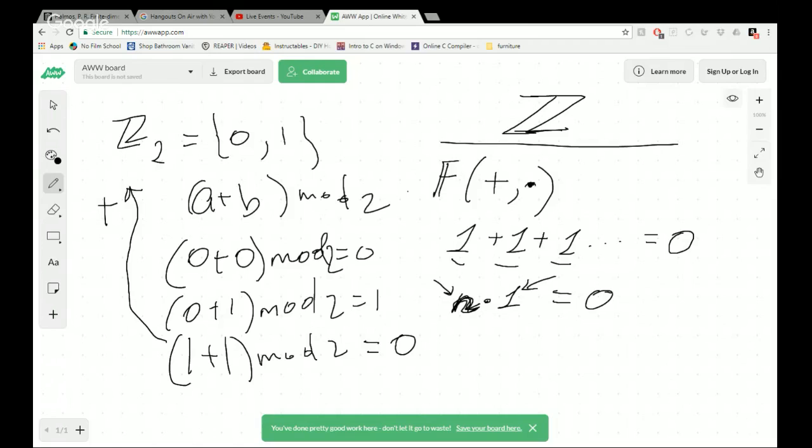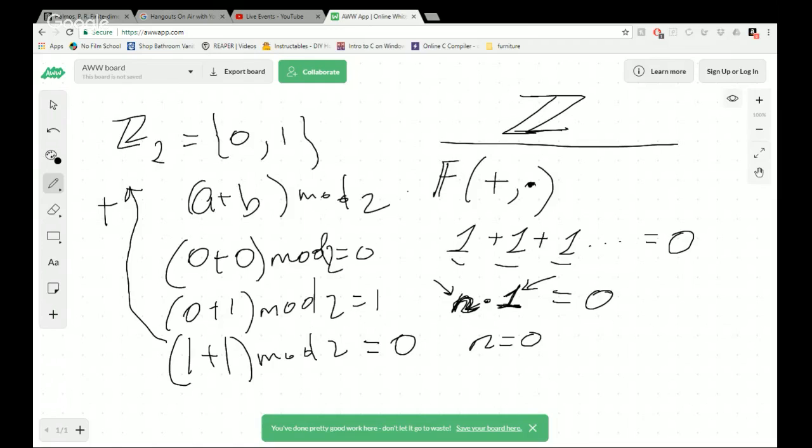We know that in a field, when two elements multiply and give us 0, one of those elements has to be 0, the additive identity of that field. So 1 is definitely not the 0, so it has to be n. N has to be the 0.